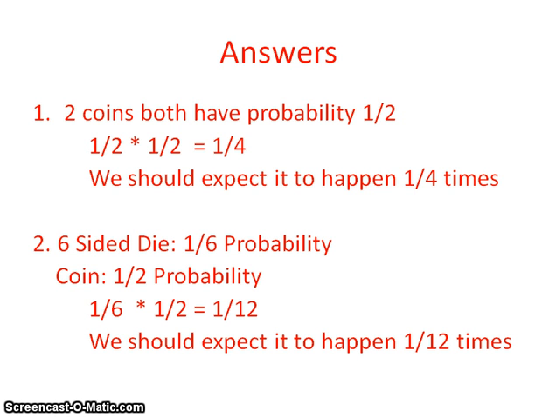Alright. Number 2, the 6-sided die had a probability of 1 out of 6, and the coin had a probability of 1 out of 2. So we just multiply them together, just like we did before. 1 out of 6 times 1 out of 2 equals 1 out of 12. And that's pretty much what we should expect to happen. 1 out of every 12 times of rolling a die and flipping a coin, they'll probably both land in the outcomes that we desired.